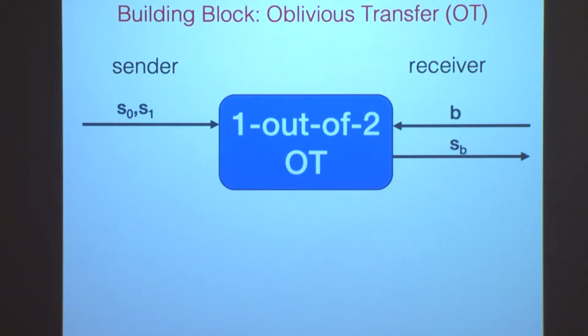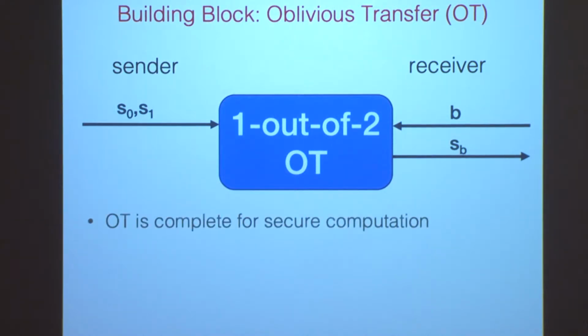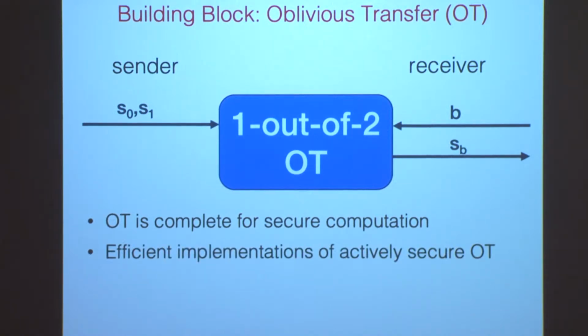Think of it as a multiplexer, if you know from architecture. You want a secure version of this thing. And this very simple gadget is already very powerful. We know that this is complete for secure computation, meaning if you can do this securely, you can do every computation securely using a multi-party computation protocol. Right now, we have very, very fast implementations. There are these things called oblivious transfer extensions, where at the beginning, you do a few public key operations, and the rest of them are just symmetric key operations, and they are very, very fast.